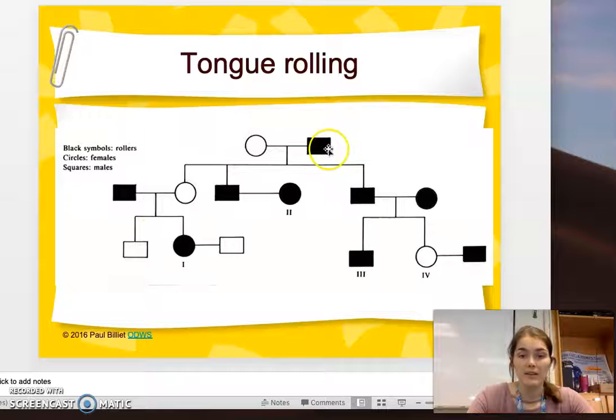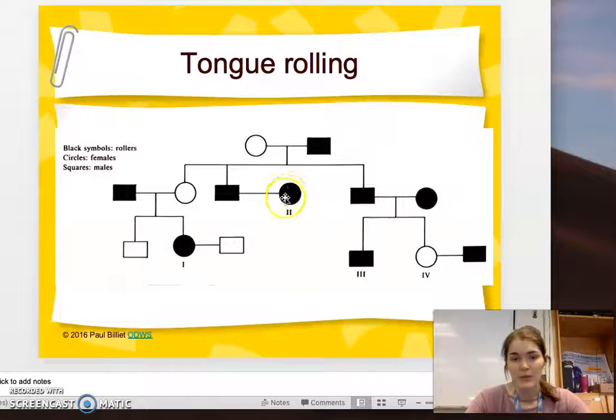So we have a man and a woman who are married. She cannot roll her tongue. He can. They have 1, 2, 3 kids, because this one's not attached, it's not theirs. The girl cannot roll her tongue, but the 2 boys can roll their tongue. This first child marries a man who can roll his tongue, and they have 2 kids, one that can roll their tongue and one that cannot.